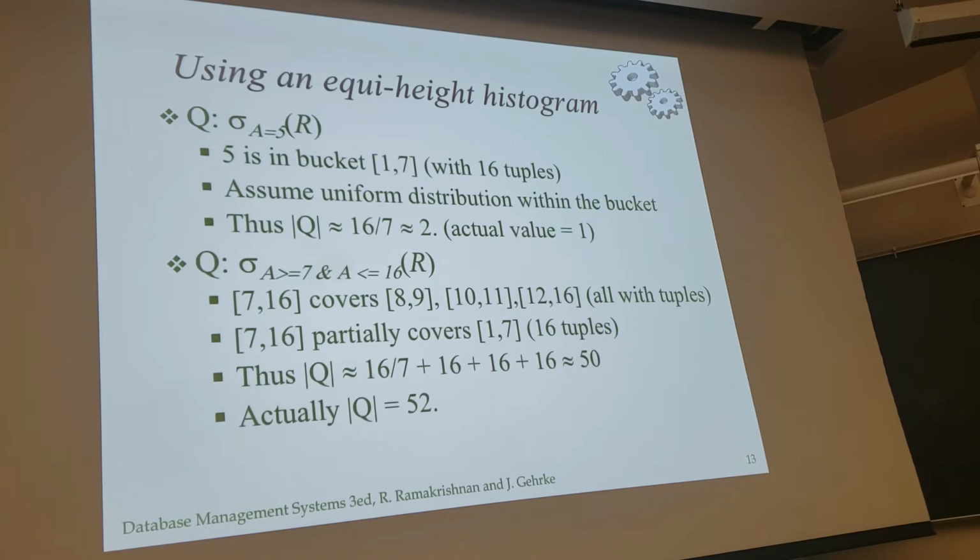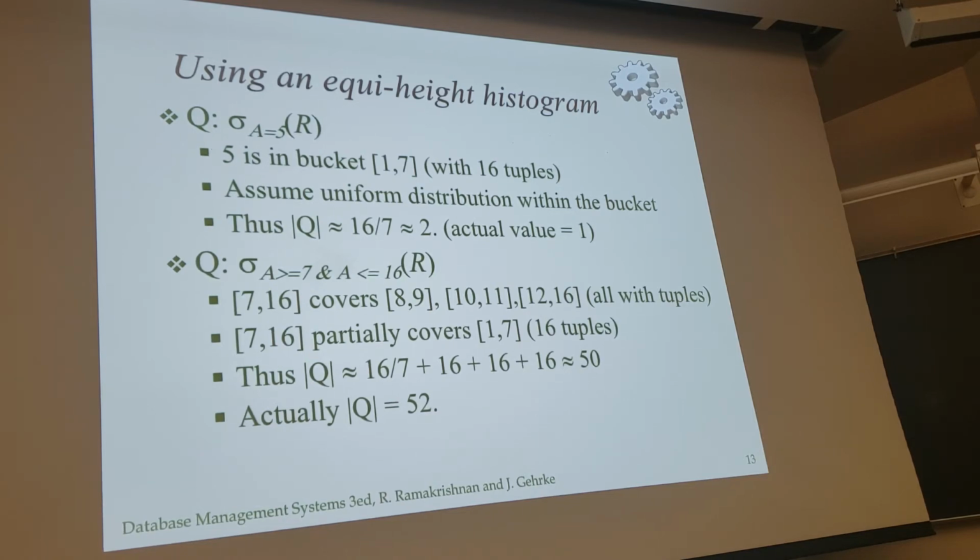And how do you use it? We're going to take the same 2 queries that we had before, and we're going to see how it works. So if we're doing sigma on A equals 5 of R, that is going to be in the bucket 1 to 7. I'm going to give away the punchline, which is on the slide. This is actually going to turn out to be better than the equal width approach. So 5 is in bucket 1 to 7. 1 to 7 again has 16 tuples in it. They happen to work out equally this time.